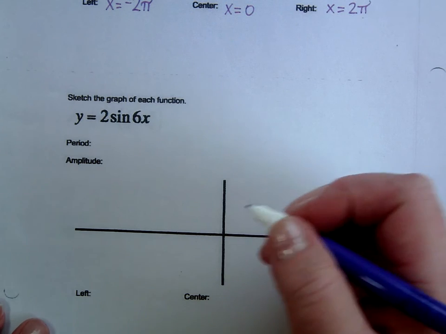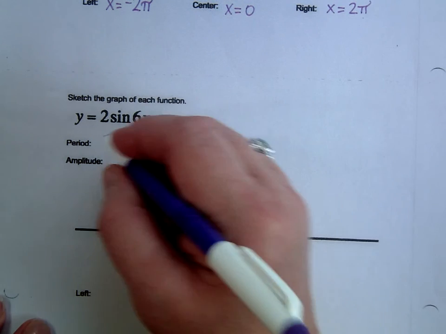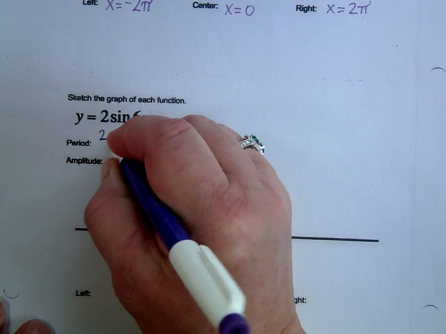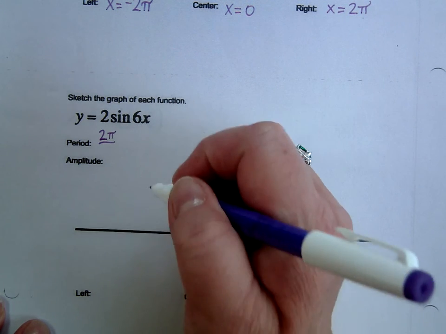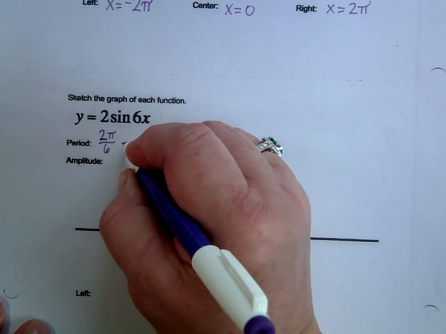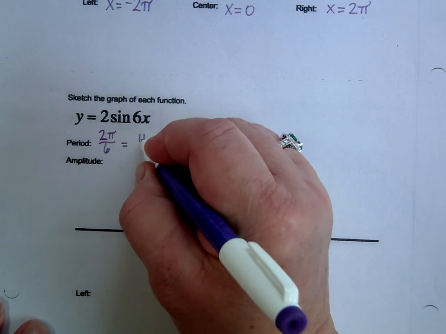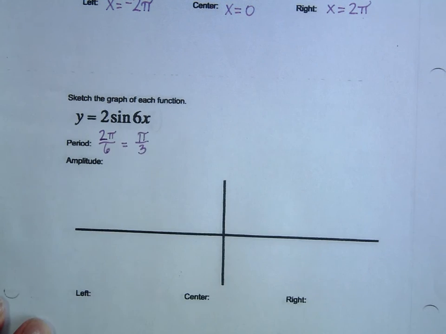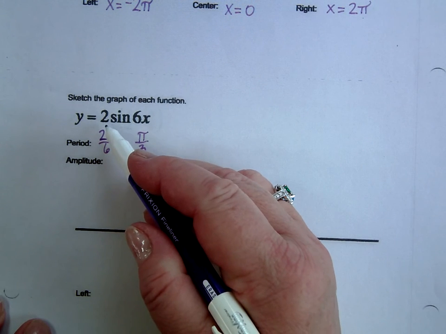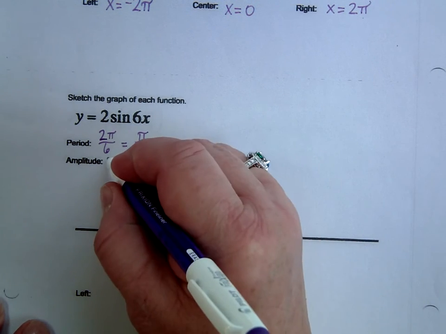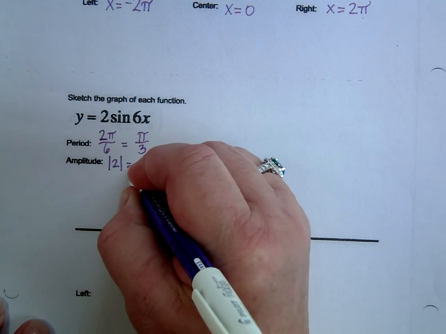We're starting out with the period of the graph. The period of the graph is 2 pi divided by b. b is the number in front of the x, so 6. If I reduce that, now I have pi over 3. The amplitude is the absolute value of the number in front, and the number in front is a 2. The absolute value of 2 is 2.